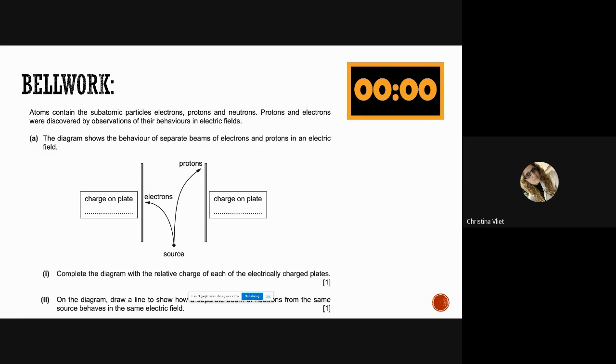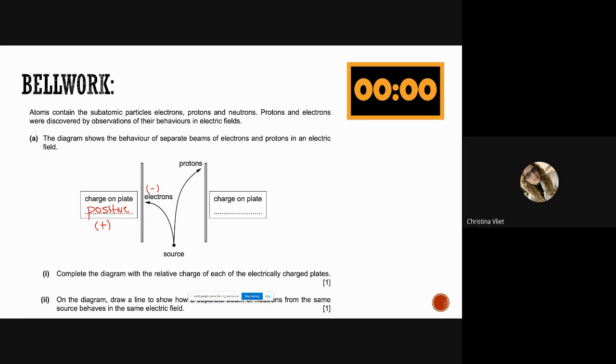But beforehand, let's go over the bell work. Because I don't have the wheel up, I will ask for volunteers. Take a look at this diagram and raise your hand if you can tell me what the charge on this plate is. Go ahead, Ben. Positive. And that's because electrons are negative and would be attracted to positive. All right, somebody else.